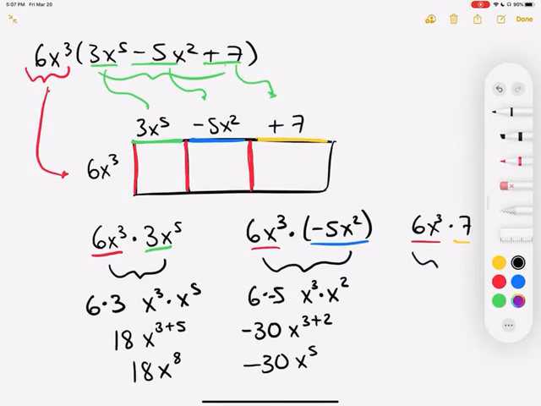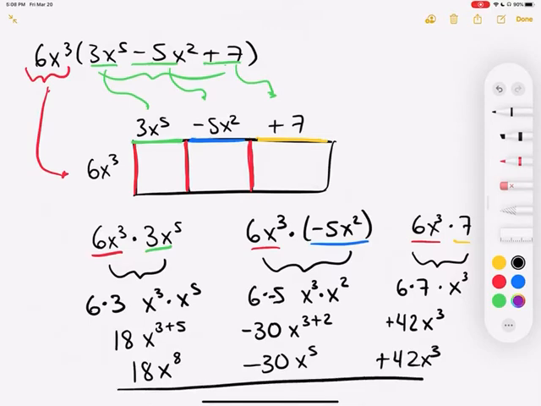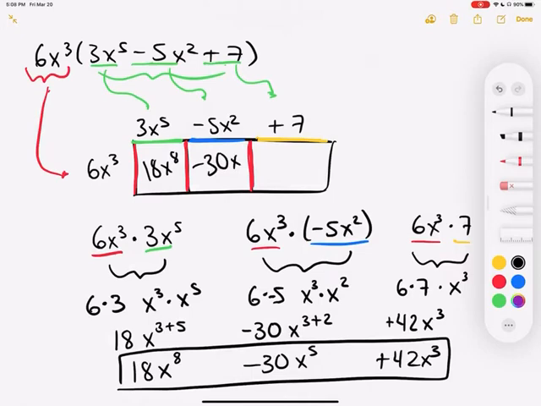And for the last multiplication, or the last area, we multiply the numbers, so 6 times 7 first, and then times the x cubed. The x cubed doesn't have anything to multiply with, so it just carries over all the way to the result. So 6 times 7, that's 42, positive 42x to the power of 3. So that should be my final result. And this whole thing is my result for the whole area of that rectangle: 18x to the power of 8, negative 30x to the power of 5, or minus 30x to the power of 5, same thing, plus 42x to the power of 3.